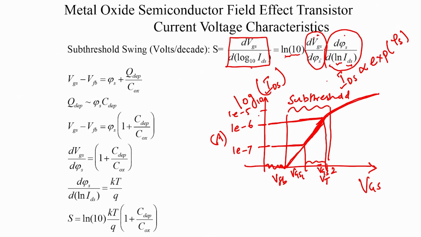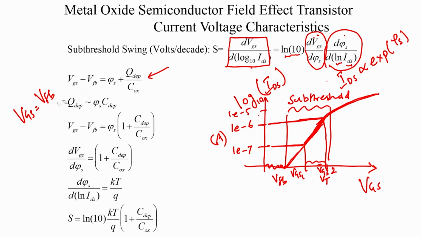Now, how is VGS related to phi s? We know this relation. All the gate voltage that has been applied is equal to the flat band voltage plus the depletion charge term plus phi s, and when phi s hits your 2 phi f, it is called the threshold voltage. So, we are now at a phi s below the threshold voltage, that is the subthreshold region.